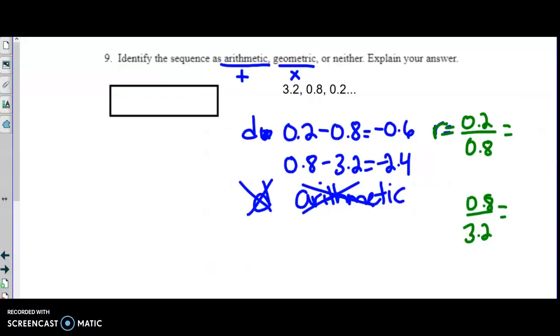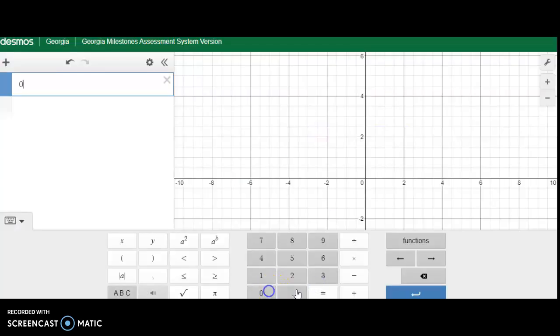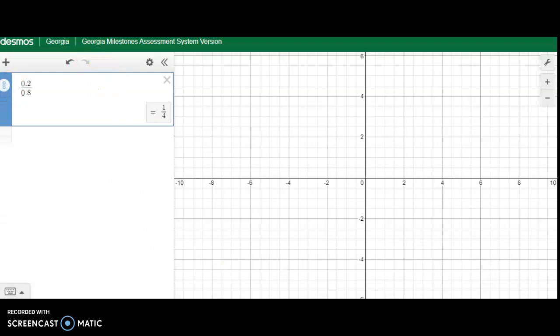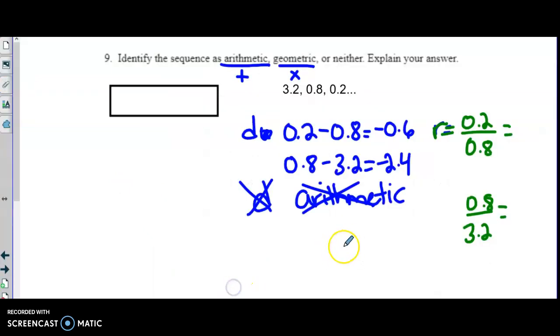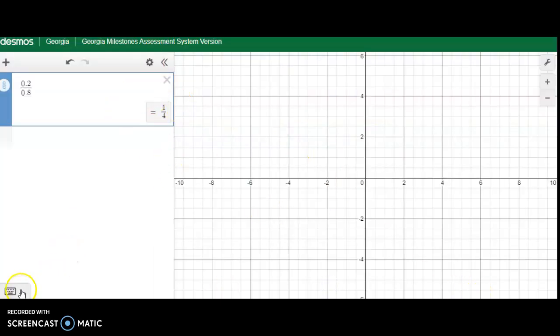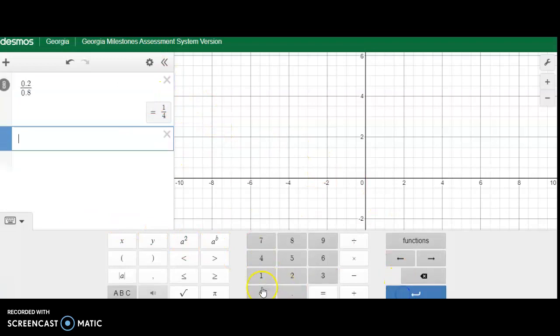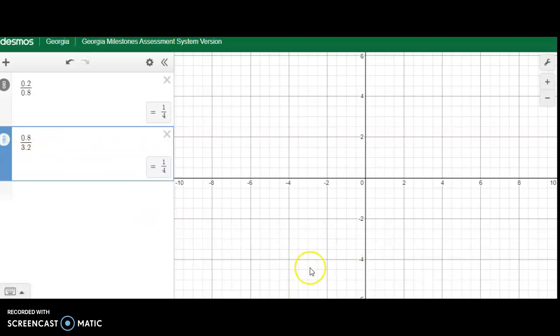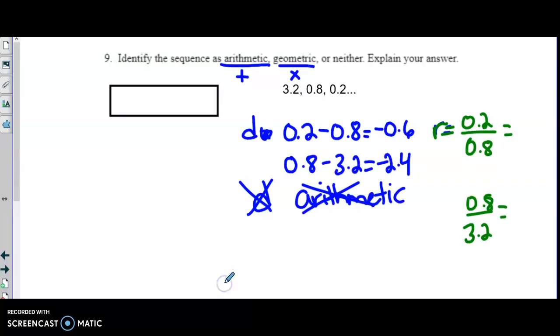It was 0.2 divided by 0.8. So that one equals 0.25, or you can make it a fraction, which is 1/4. And then let's look at 0.8 divided by 3.2. That also equals 0.25 or 1/4. So this does have a common ratio, and since it's a ratio, we're going to leave it as a fraction. So the common ratio is 1/4, which means it is geometric.